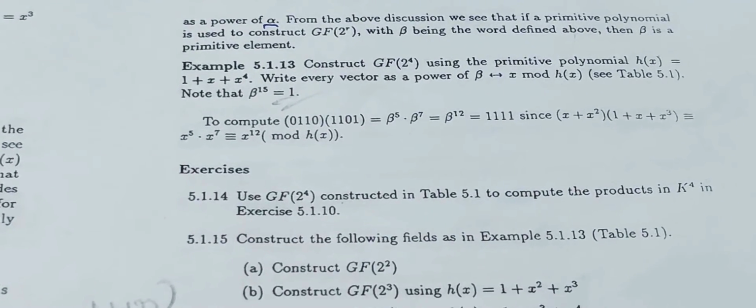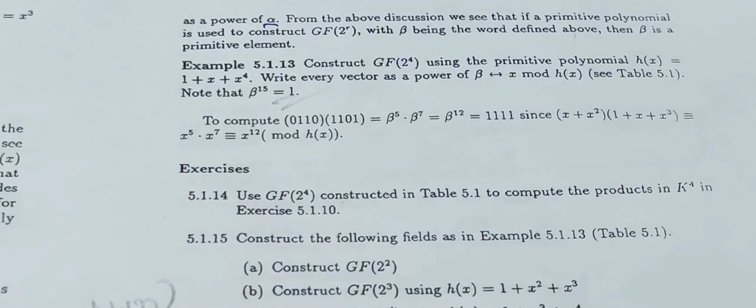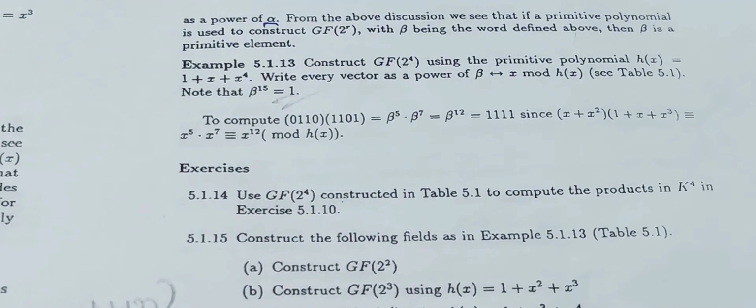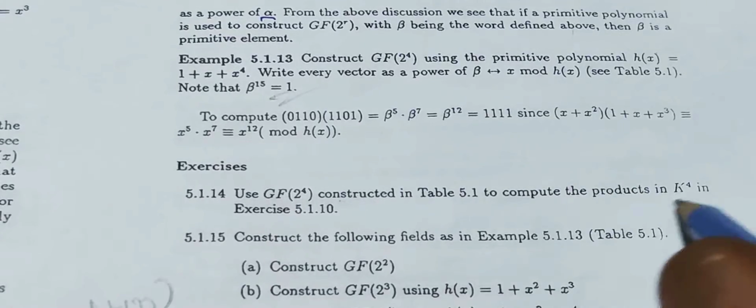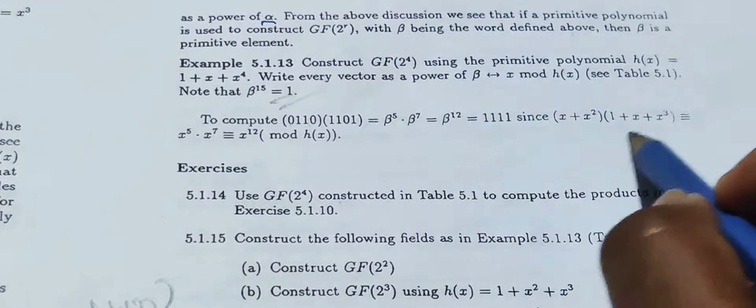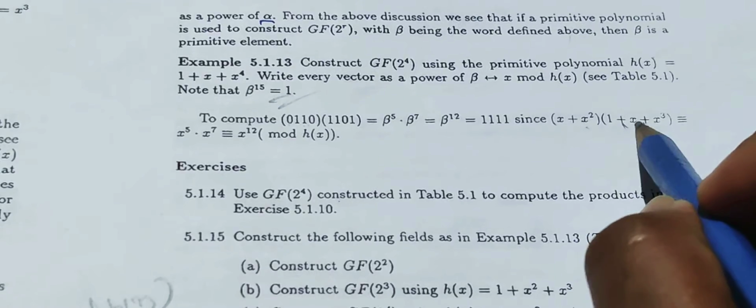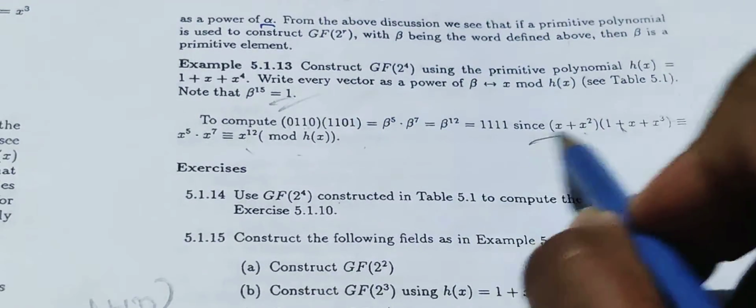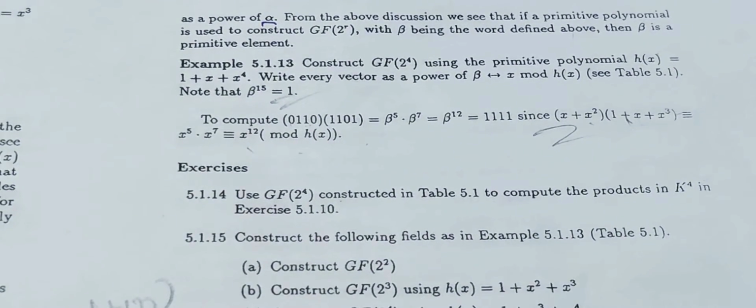so 0 1 1 0 1 1 0 1. 0 1 1 is beta raised to 5 in that column, and 1 1 0 1 is beta raised to 12. So beta raised to 12 is what? 1 1 1. So 0 1 1 0 multiplied with 1 1 0 is equal to 1 1 1. That means this polynomial 0 1 1 0, which is x plus x square into 1 plus x cube, is congruent to x raised to 12 mod h of x.